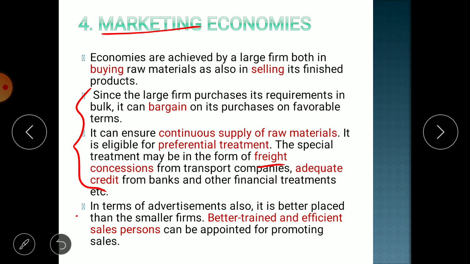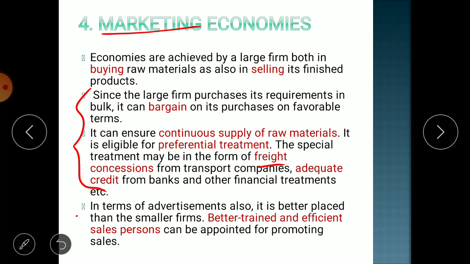In terms of advertising also, it is better placed than the smaller firms. If we talk about advertisement, then large firms generally give advertisement on national media. National news channels are there, national entertainment channels are there. And if you take the example of small firms, they prefer to give advertisement in local and print media.